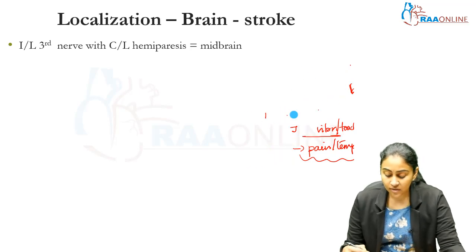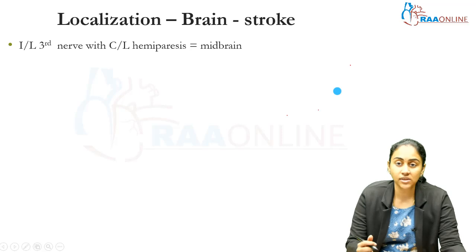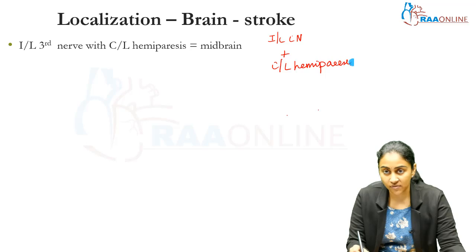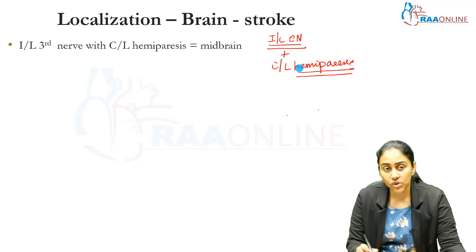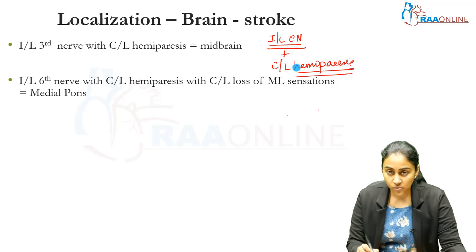Another important thing, as I mentioned earlier: whenever there is a brainstem stroke, you will always have crossed findings. What do I mean by crossed findings? You will have ipsilateral cranial nerve involvement and contralateral hemiparesis. Cranial nerve involvement on one side and hemiparesis on the opposite side is the usual pattern. So whenever you have ipsilateral third nerve palsy with contralateral hemiparesis, you localize it to the midbrain.